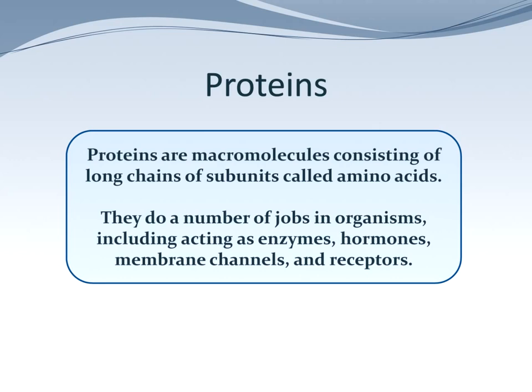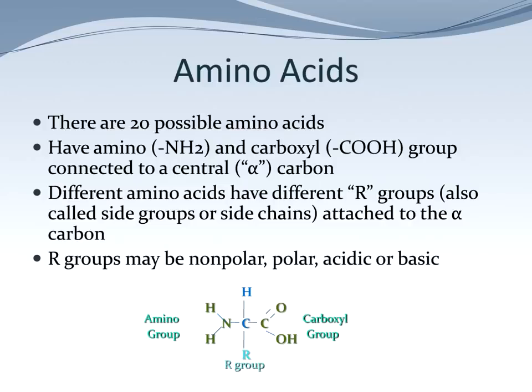Proteins are macromolecules that are essentially long chains of monomers called amino acids. Different proteins do different jobs in organisms, including acting as enzymes, hormones, channels, or receptors. There are 20 possible amino acids that can be used to build a protein. They all share a common structure.